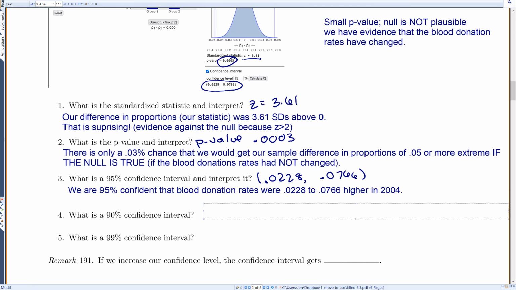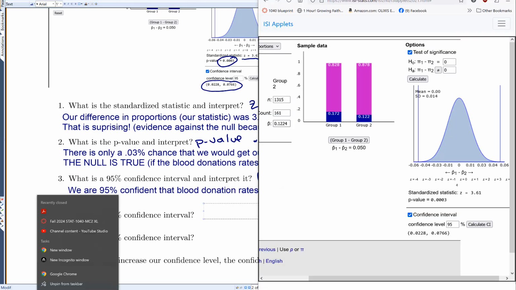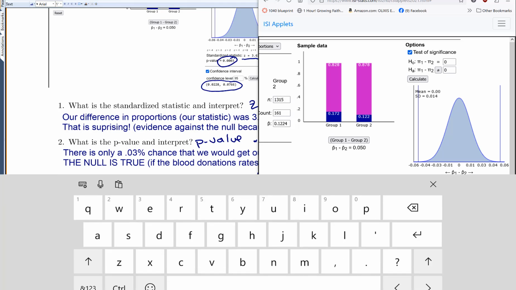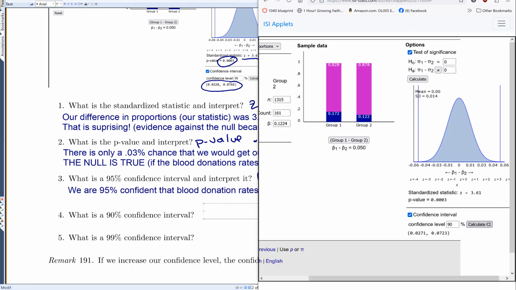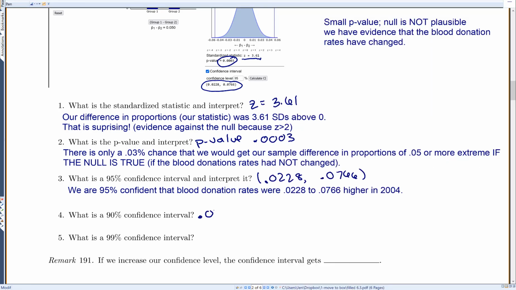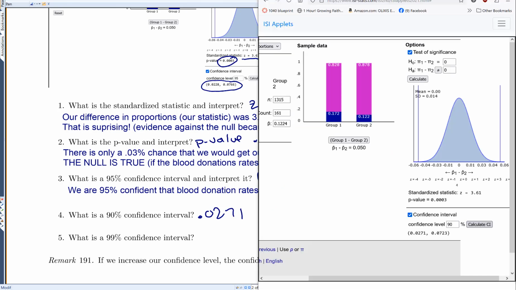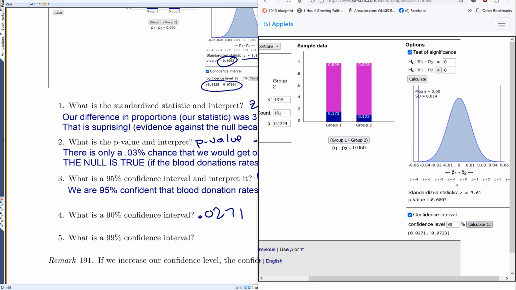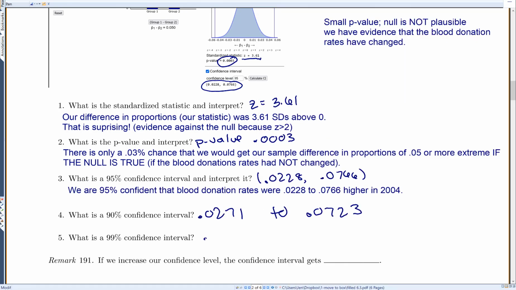If you want to know the 90% confidence interval, we would come to our ISI applets, our theory-based applet. We would put in 90% for the confidence interval, and it tells me that's 0.0271 to 0.0723. And if you want 99%, you come back and you just change it to 99%. So I get 0.0144 to 0.0851.